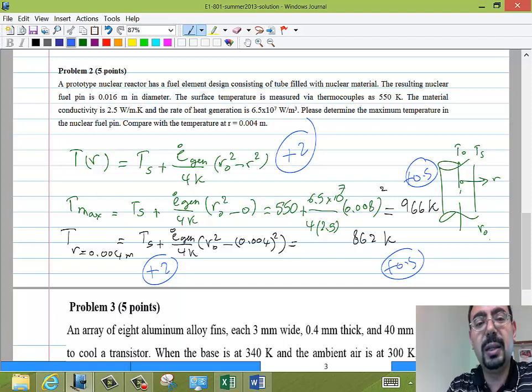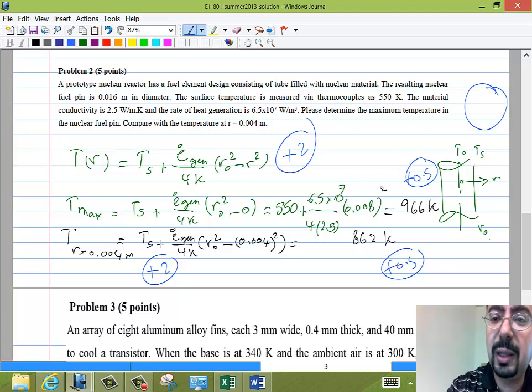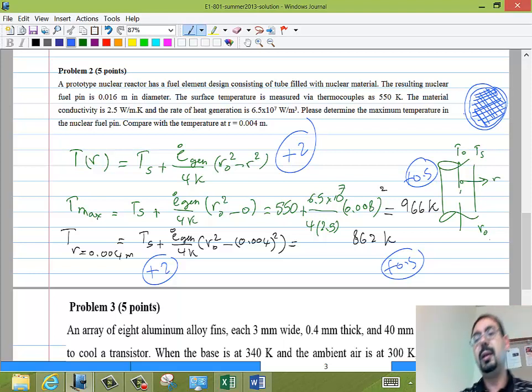So this is a cylinder. Well, he said it's a tube, a tube filled with nuclear material. So really, when you think about this, it's as if he's saying there is this aluminum tube, and it's filled with this nuclear material that's generating the heat.